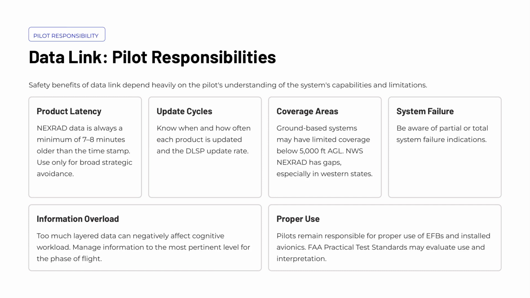Know your update cycles. Each weather product refreshes on a different schedule, and your data link service provider adds additional delay on top of that. Understand both. Be aware of coverage limitations. Ground-based radar systems may have little to no coverage below 5,000 feet AGL, and NWS NEXRAD has known gaps, particularly across the western United States. Monitor for system failures, both partial and total, and know how your avionics or EFB indicates those conditions.